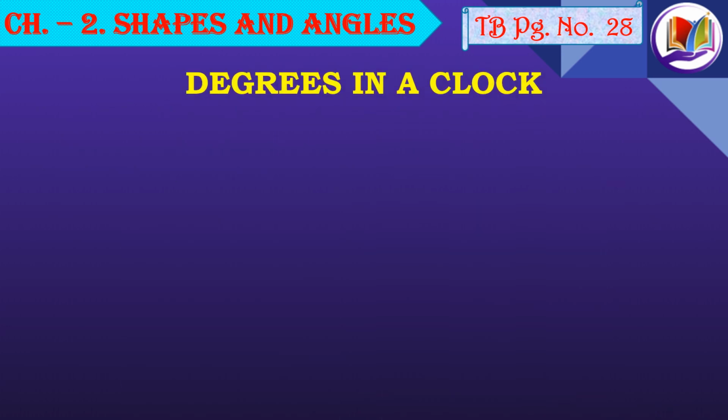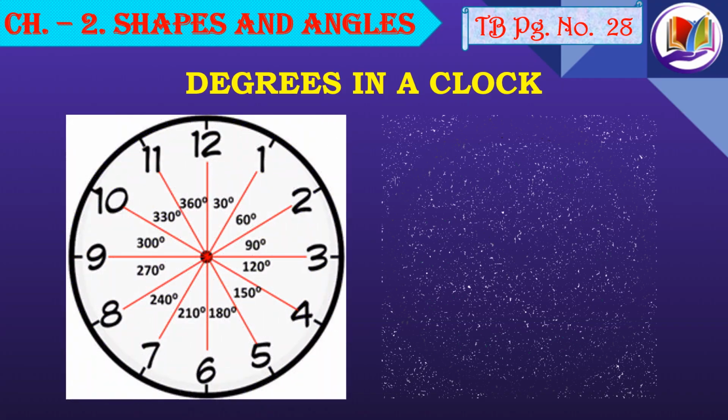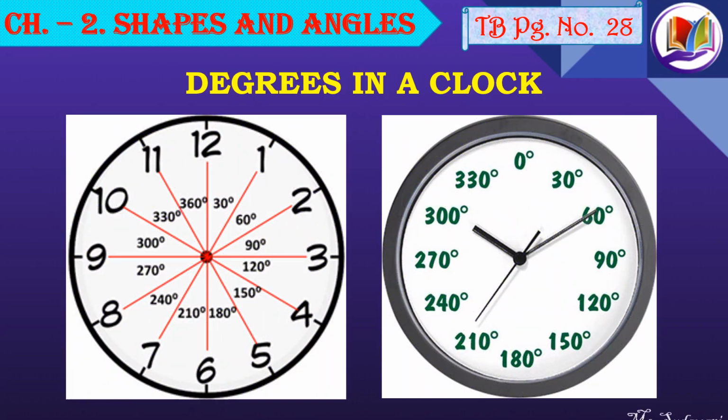Now let's see the degrees in a clock, children. The first picture shows the clock with the degrees marked in it. So the first, that is the angle formed between 12 and 1, is 30 degree. So the angle formed next between 12 and 2 will be 60 degree, and so on, forming a complete angle till 360 degree.